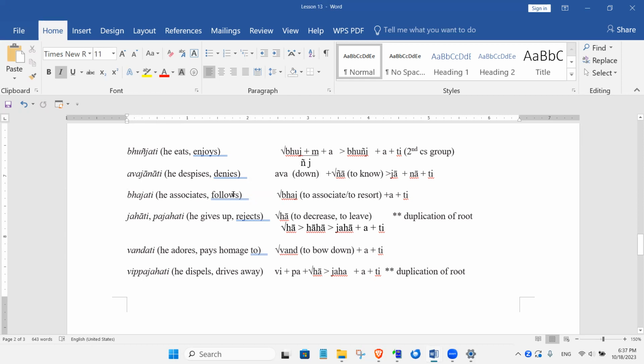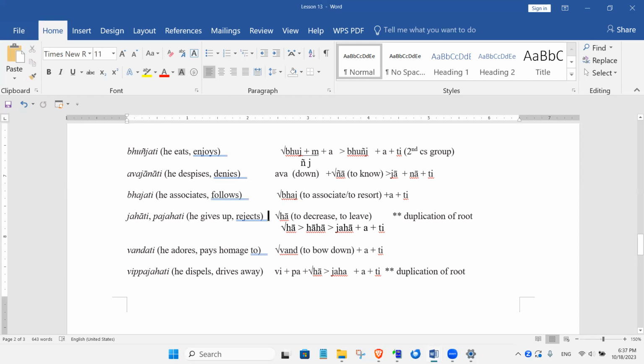So next one: he associates, follows. Bhaj plus a plus ti. So this is very simple. Bhajati. Okay. Next one is jahati. Pajahati: he gives up, rejects.